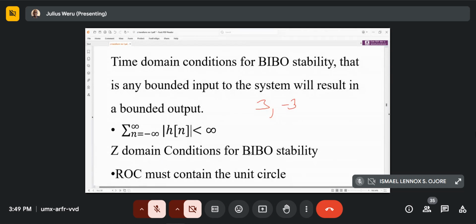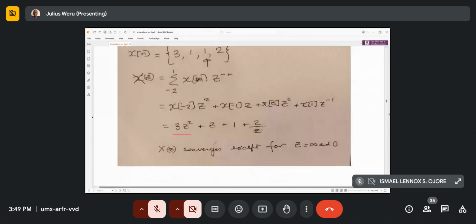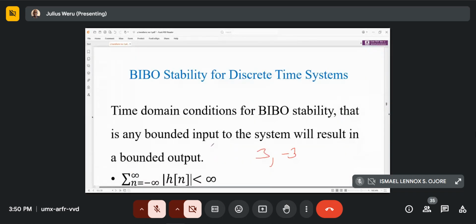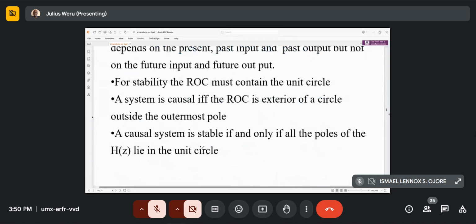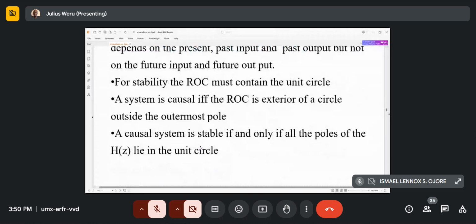And the Z domain condition for BIBO stability is that the ROC must contain the unit circle. So if the ROC is outside the unit circle, then the system is not stable.